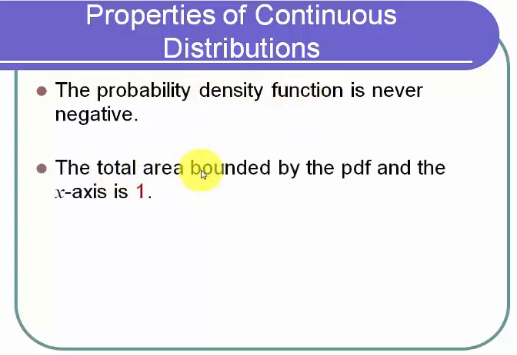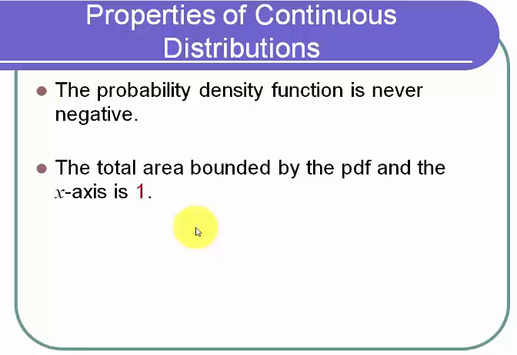The total area bounded by the probability density function and the x-axis is always equal to 1. We're going to be using that over and over and over again. And that makes sense because that says the probability of something happening is 100%. So if you throw a dart at a number line, then the probability that you're going to hit somewhere between negative infinity and infinity is 1. That makes sense because that's everything.